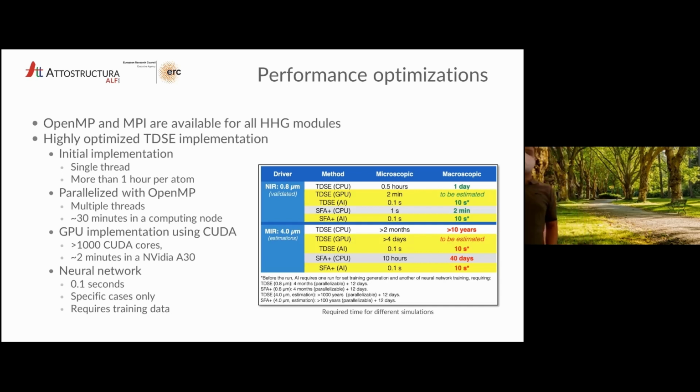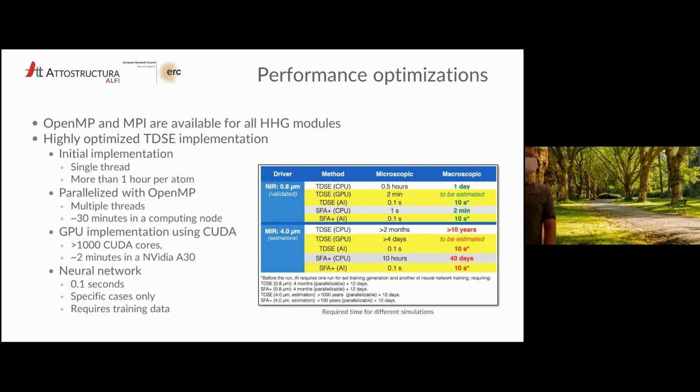And then we started a new implementation from scratch using NVIDIA CUDA that now allows us to compute one atom in about 2 minutes. And taking advantage of this new implementation, we were able to generate a training set for a neural network that now allows us to calculate each atom in 0.1 seconds, 0.1 seconds per thread. And still we can parallelize this implementation in our framework. So in a supercomputer, we can calculate at the moment with the TDSE thousands of atoms per second.